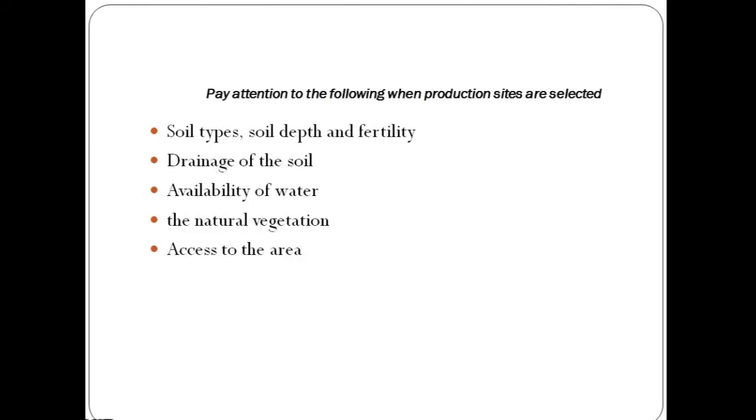We need to see certain things when the production sites are selected. That is, first we need to see the type of soil, depth of soil and its fertility, drainage of the soil, availability of water, the natural vegetation and the access to the area.